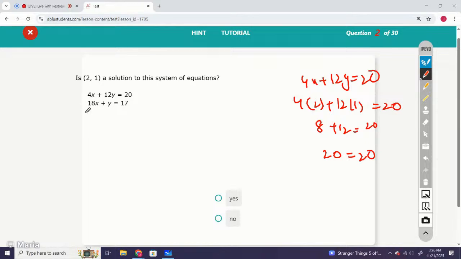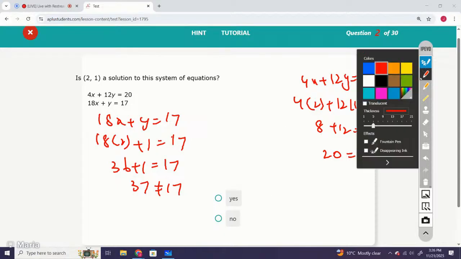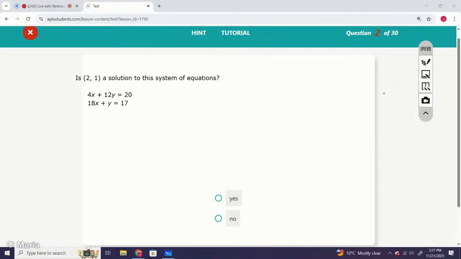Now look at the second equation: 19x plus y equals 17. x is 2, y is 1. 18 times 2 is 36. 37 is not equal to 17. So the correct option is no. The point (2, 1) does not satisfy the equation, so it is not the solution to the system of equations. The correct option is no.